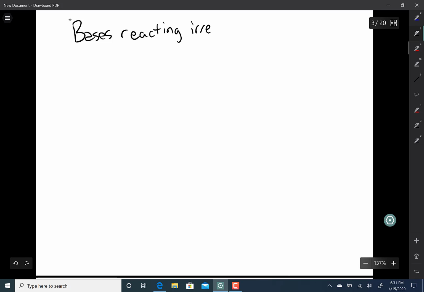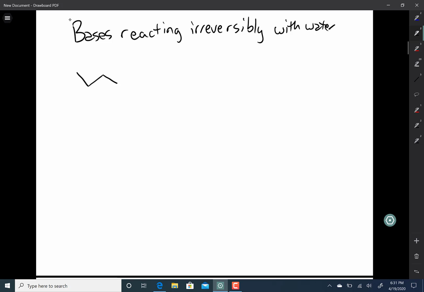So there seems to be a bit of confusion when I'm talking about bases reacting irreversibly with water. Well, butyllithium is an example of a base that will react irreversibly with water.